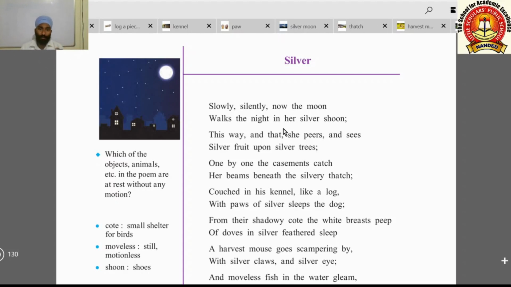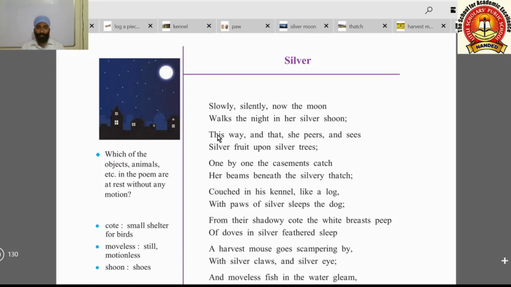Shoon means what? Shoes. That word meaning is given here itself. That moon is having silver shoes. The poet is telling this because the moonlight moves on the earth, and it looks like these are the shoes or legs of the moon, and that is of silver color.